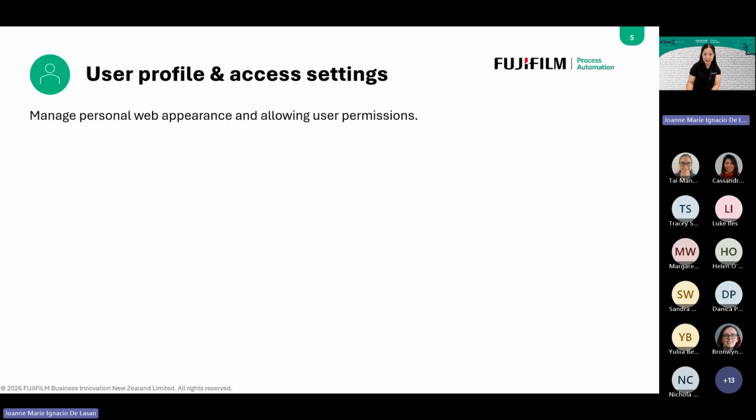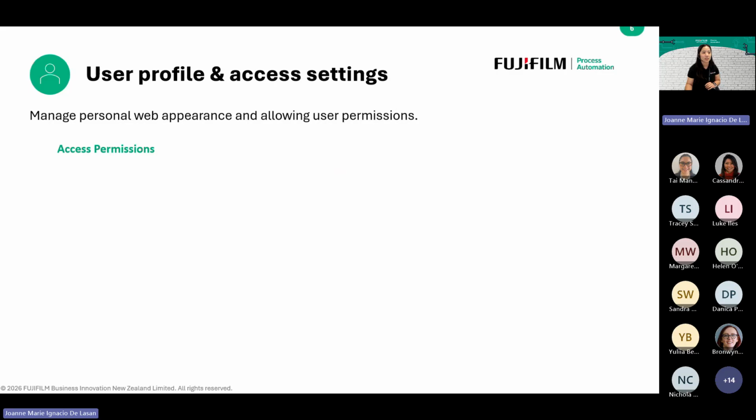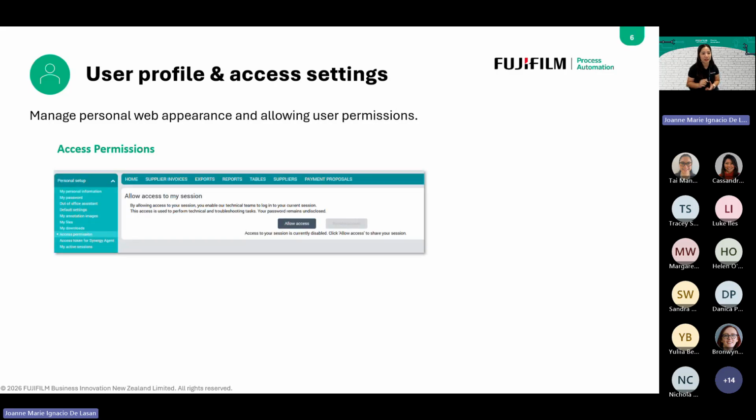Second, on the user profile and access settings would be the access permission. Using this procedure, when you click on access permission, it actually grants the technical support team members or the authorized partners access to your session without handing them your password. So how it looks like, once you click the access permissions, click allow access, and that gives the technical support team a connection to your session.